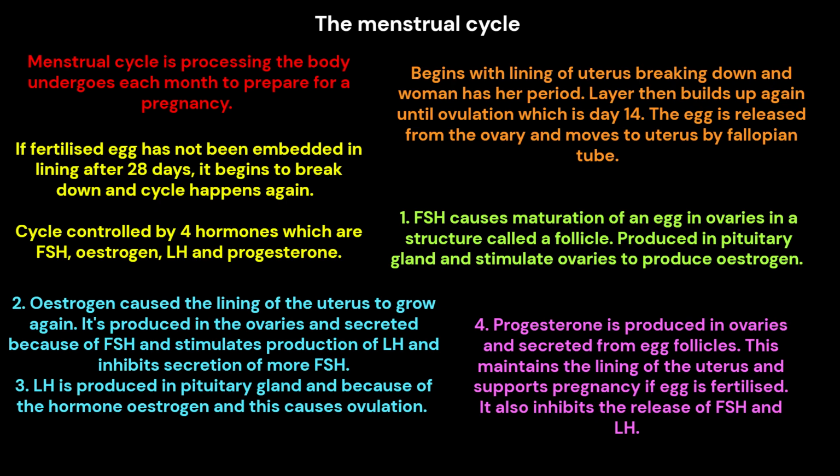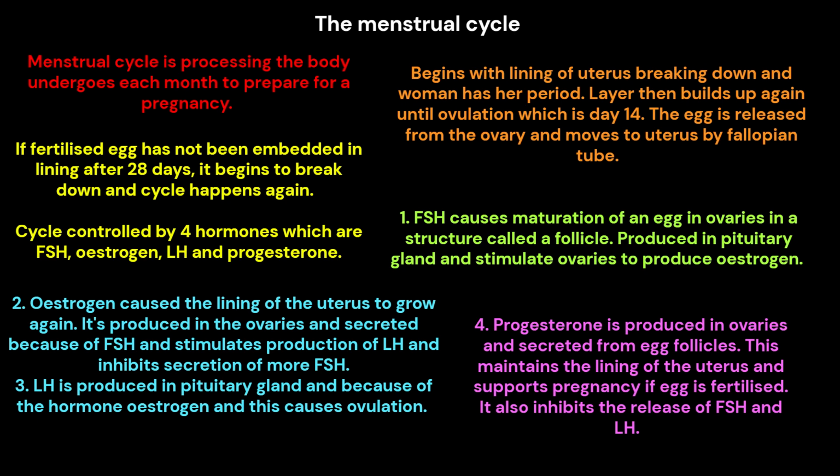The menstrual cycle. The menstrual cycle is a process the body undergoes each month to prepare for a pregnancy. It begins with the lining of the uterus breaking down and the woman has her period. The layer then builds up again until ovulation, which is day 14. The egg is released from the ovary and moves to the uterus by the fallopian tube. If a fertilized egg has not embedded in the lining after 28 days, it begins to break down and the cycle happens again. The cycle is controlled by 4 hormones, which are FSH, estrogen, LH, and progesterone.